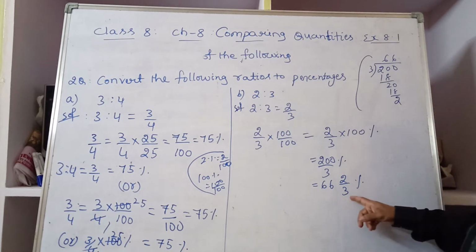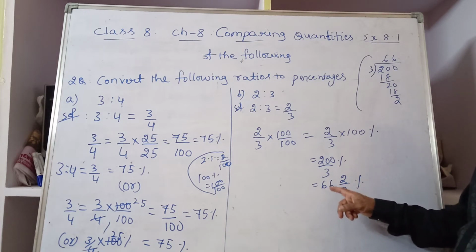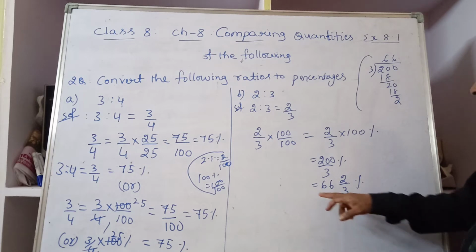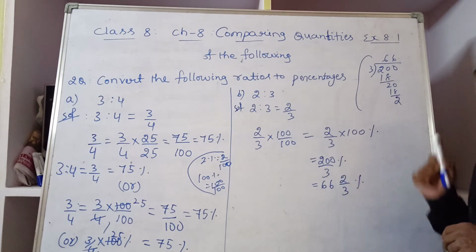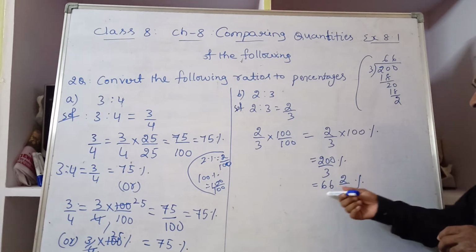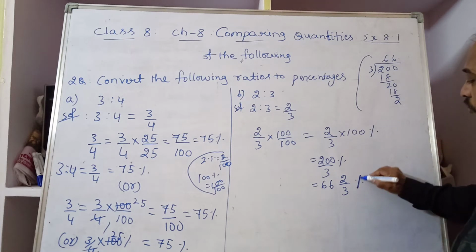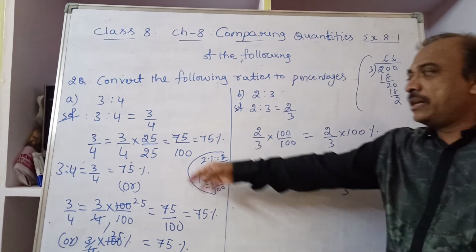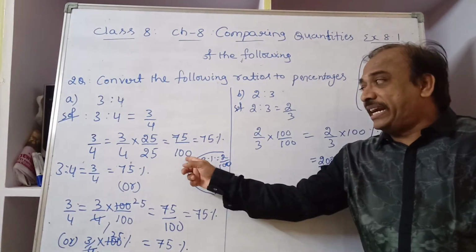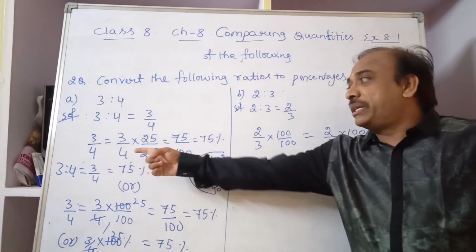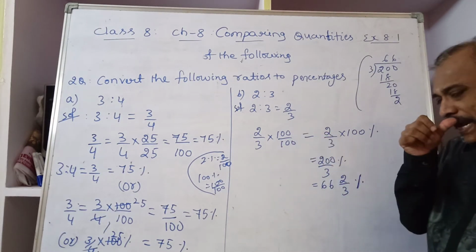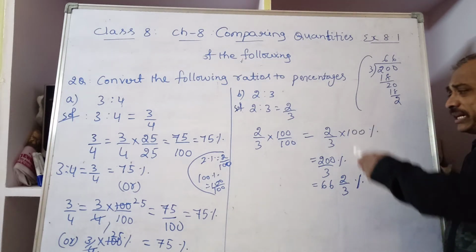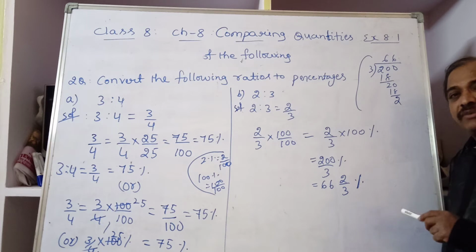Now you convert into a mixed number. 3 sixes are 18, plus 1, 19. 3 sixes are 18, 18 plus 1 is 19, 198 plus 2 is 200 by 3. This is also correct. So 66 2 by 3%. Why did I explain in different modes? Because here it is possible to get the multiple of 100. 100 is a multiple of 4, but 100 is not a multiple of 3. That's the reason we multiplied both numerator and denominator. Is it clear? How to convert the ratio into percentages? Clear?